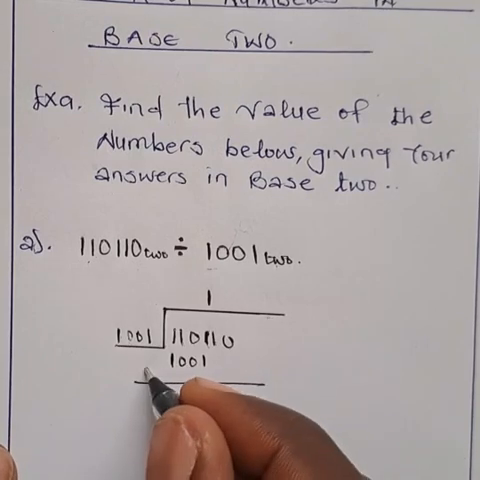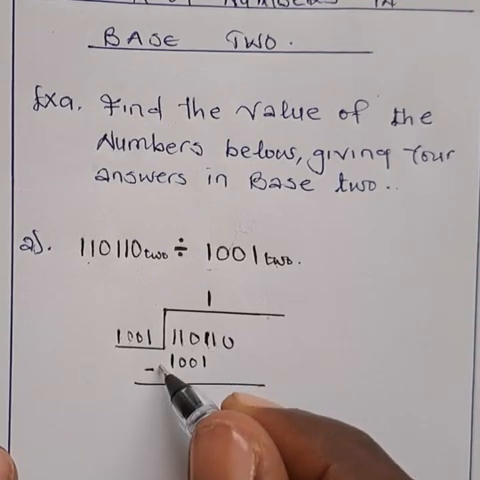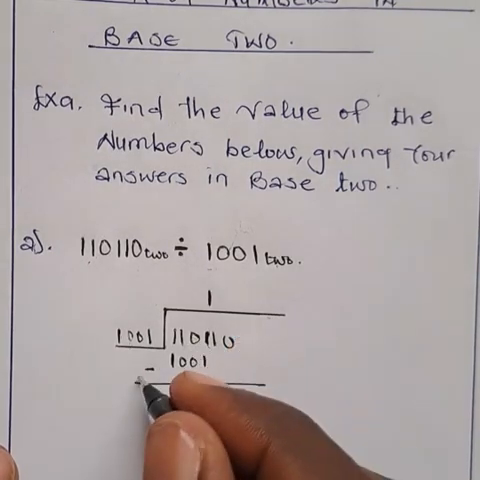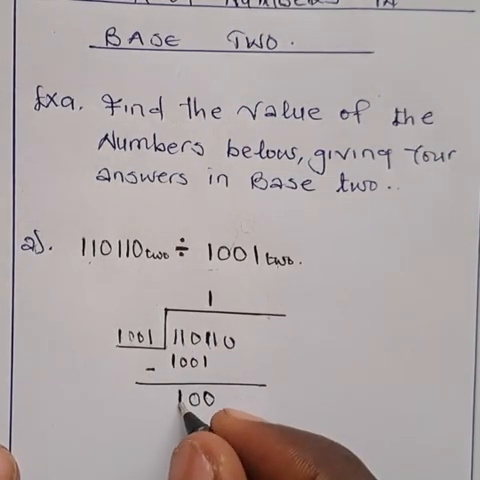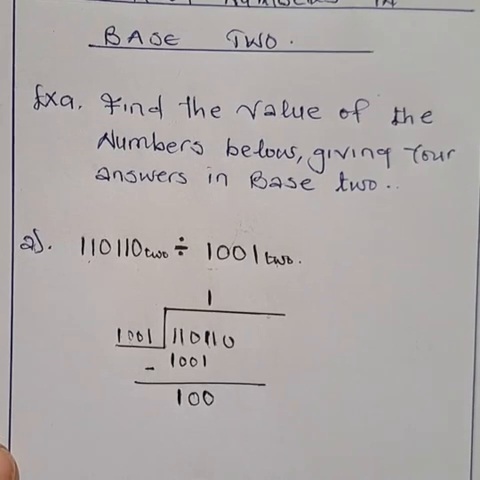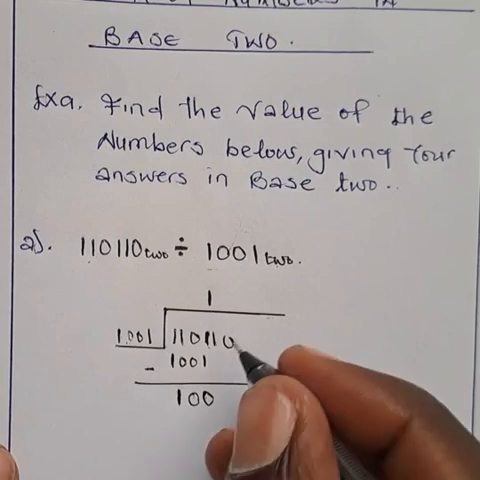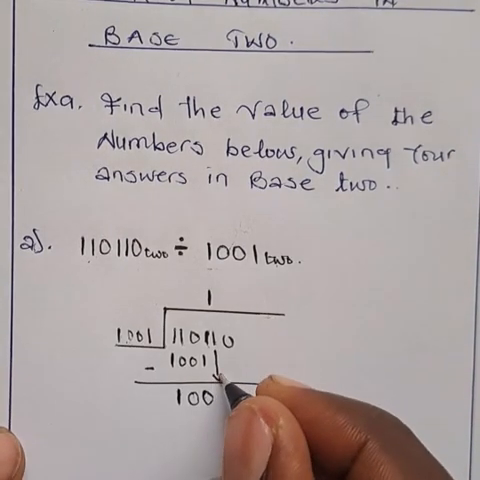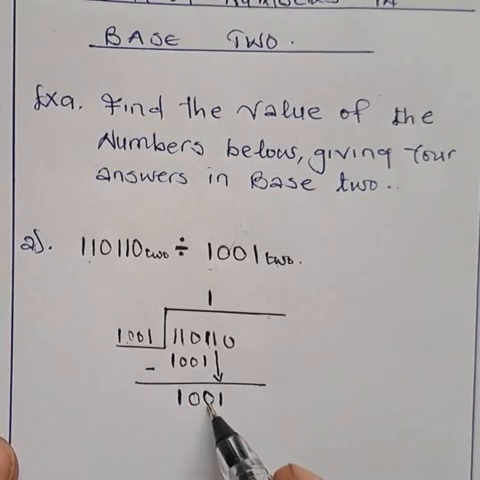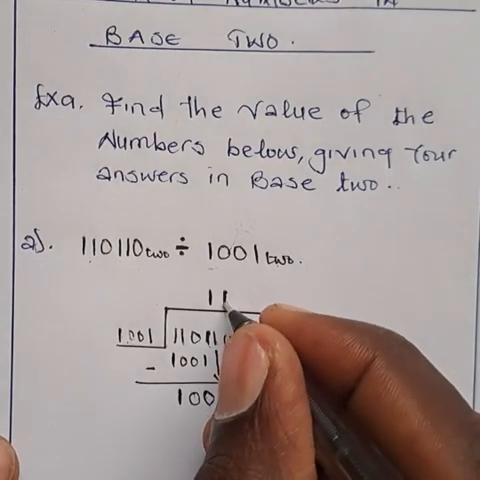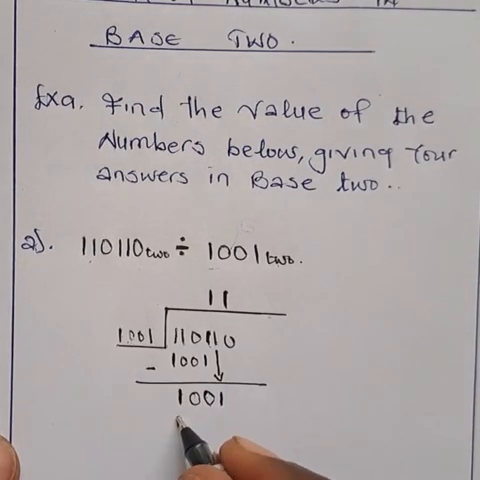And then we subtract. So in subtracting, we're going to say 1 minus 1, that is 0. 0 minus 0, that is again 0. 1 minus 0, that is 1. So what next? Then we're going to divide again. 1001 into 100, it can't. So we're going to bring down this one here. So it becomes 1001. So 1001 into 1001, that is 1, isn't it? So 1 times 1001, again it is 1001.